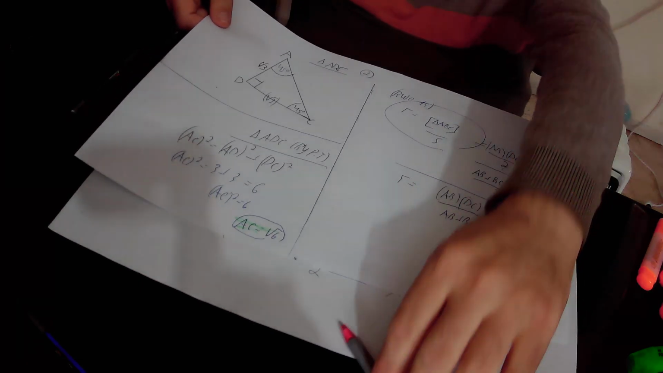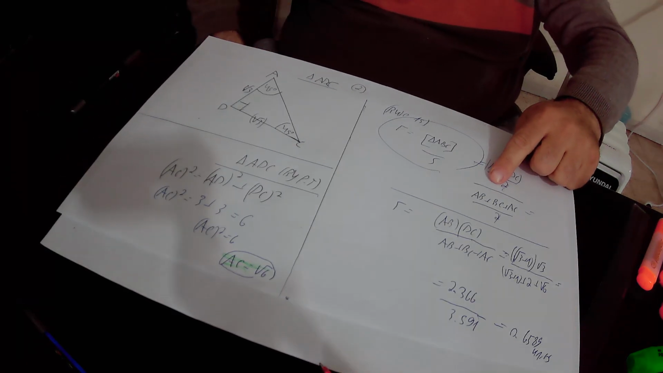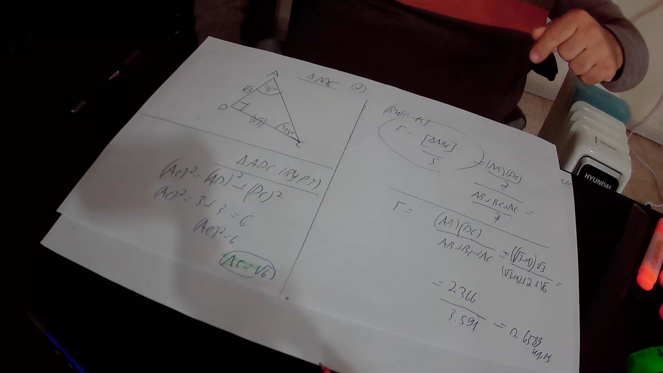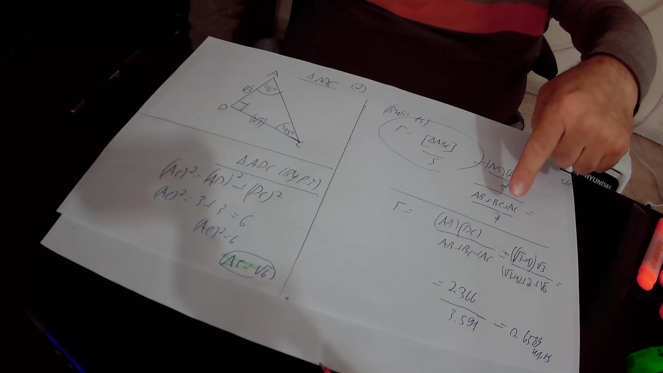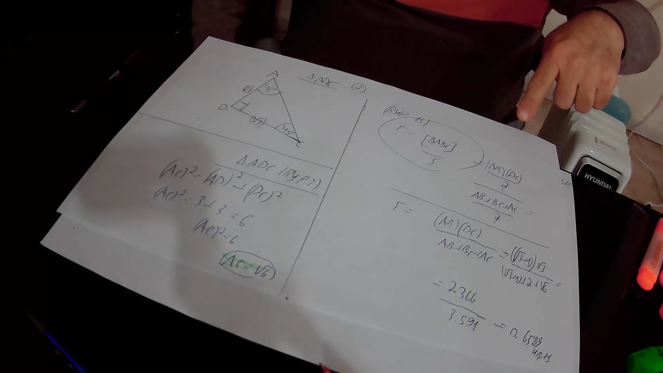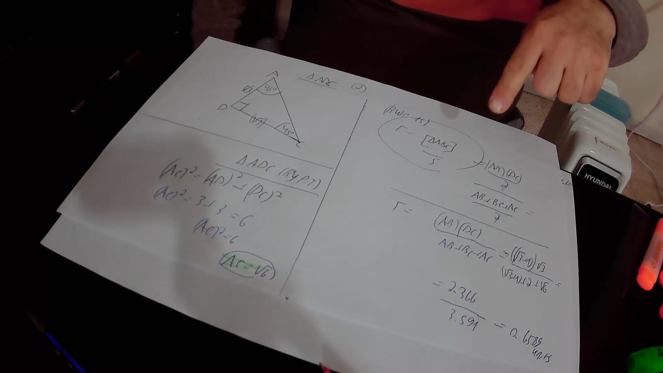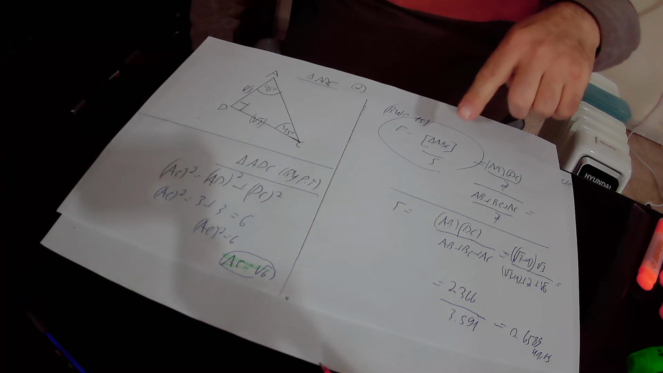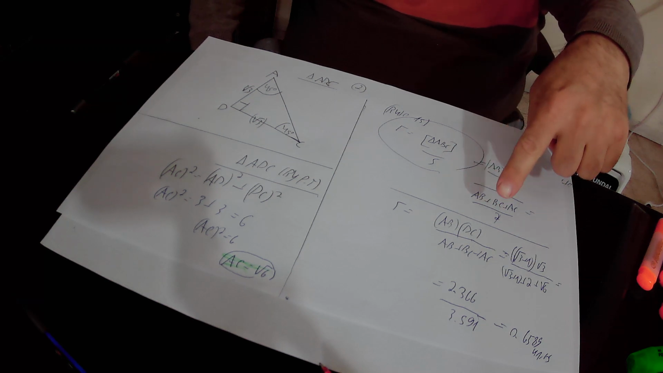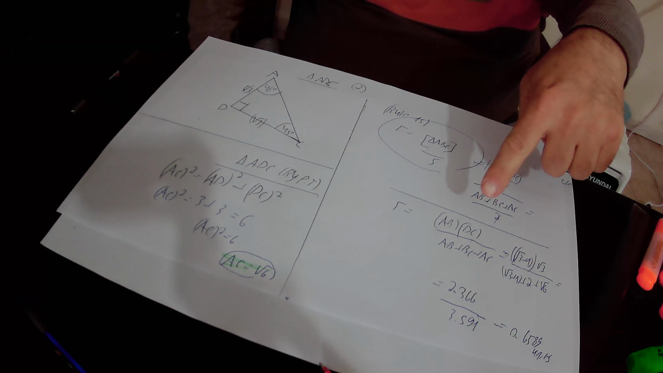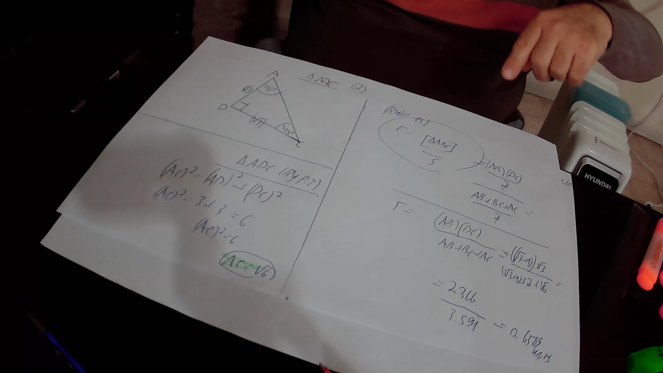Again, the semi-perimeter S of triangle ABC equals (AB plus BC plus AC) over 2. Here we have 2 in the numerator and 2 in the denominator, so the 2 will get cancelled. And finally we get that the radius of the circle that is inscribed by triangle ABC equals AB times BC over AB plus BC plus AC.